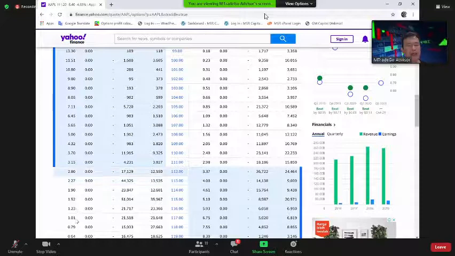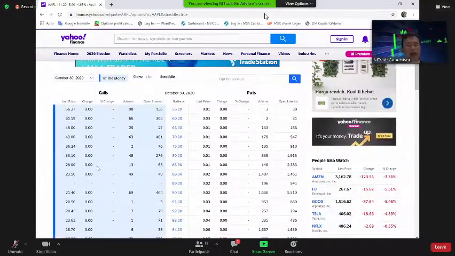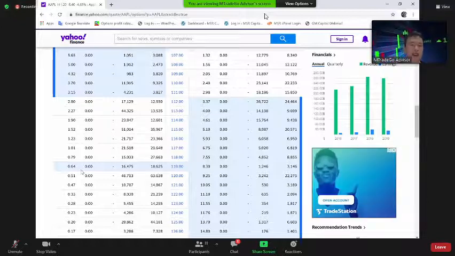Why is the extrinsic value of Apple so high today? Because tomorrow morning is earnings. Normally, one day before expiry, the extrinsic value is very, very low already. But today you can see Apple still has extrinsic value of $2 something, which is considered very, very high. Why do they still have this kind of value? It's because of the earnings.